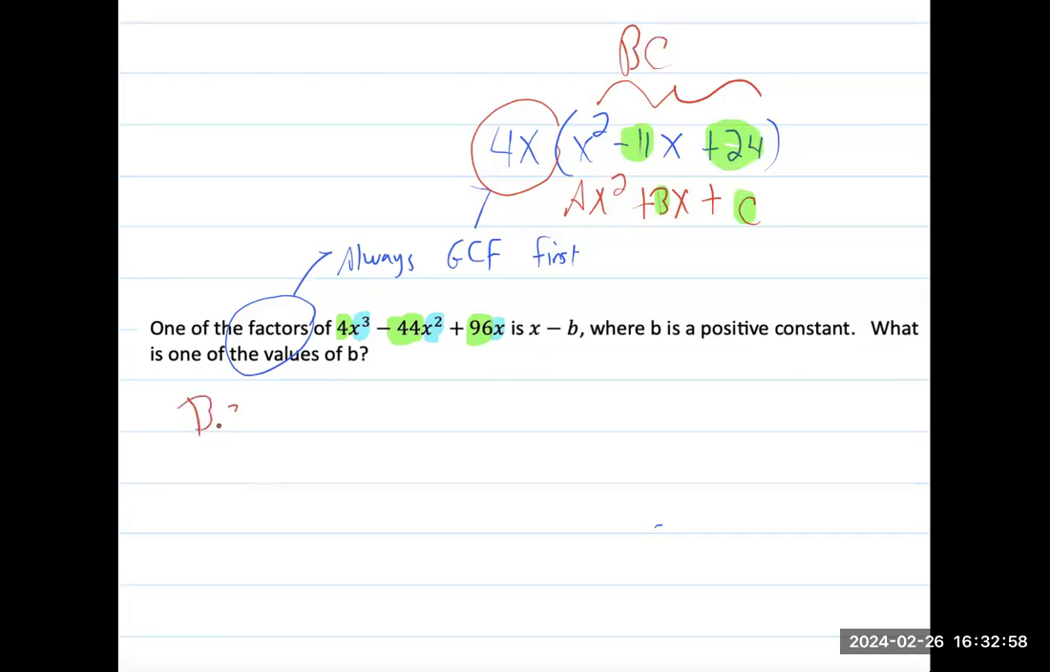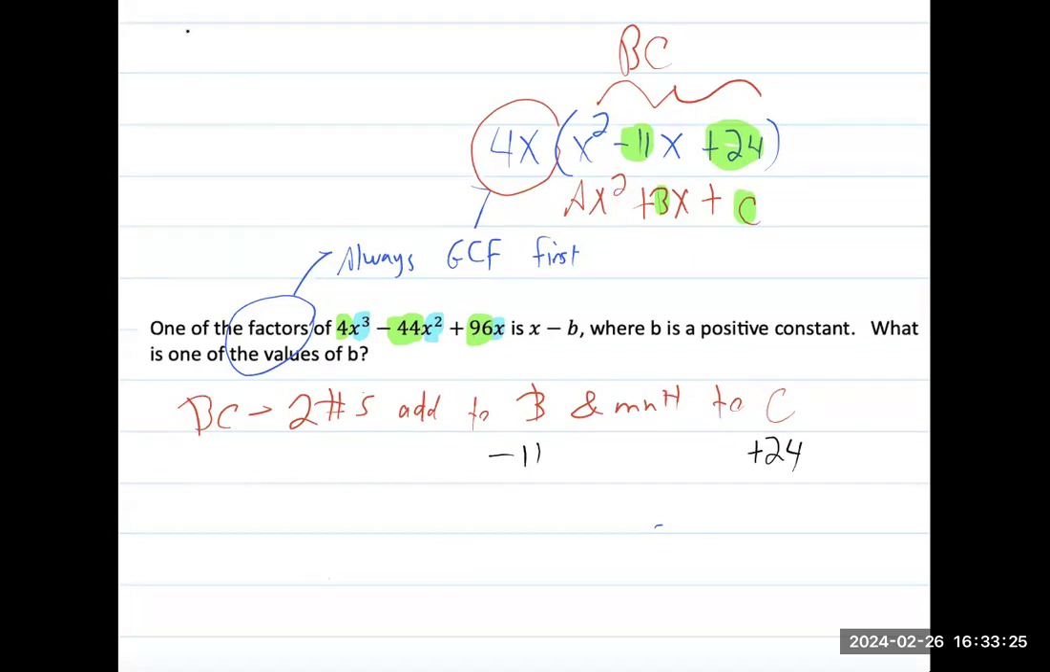And when you're doing BC factoring, you're looking for two numbers that add to b and multiply to c. When they multiply to AC, that's ABC factoring, which we also have videos on. But if they add to b and multiply to c, that would be adding to -11 and multiplying to +24.